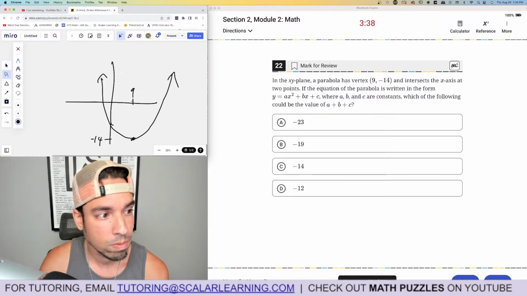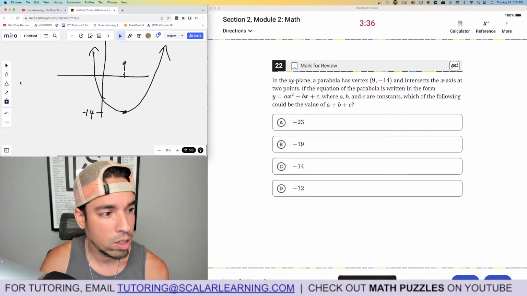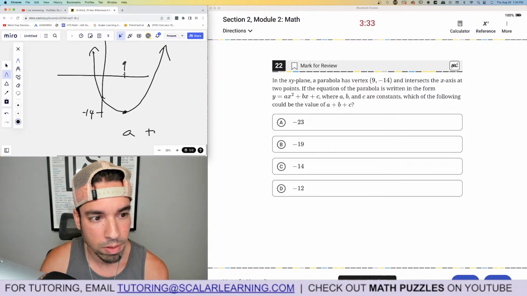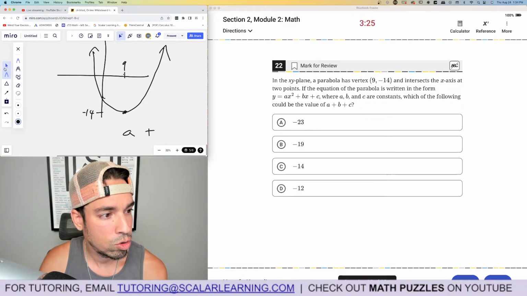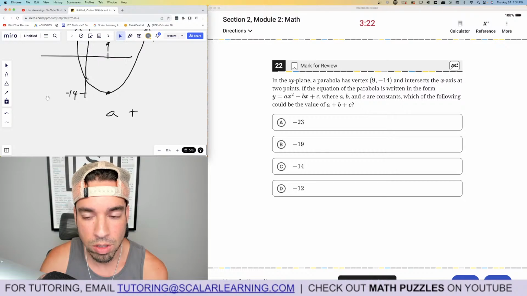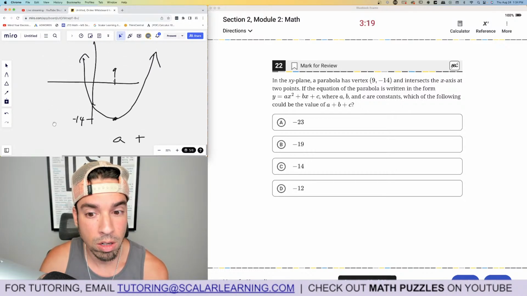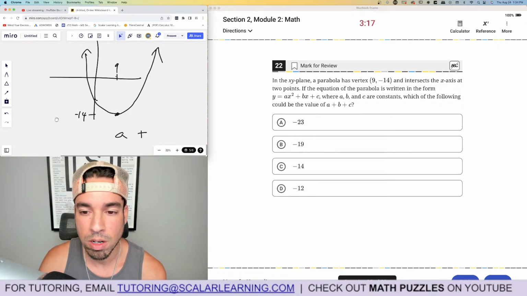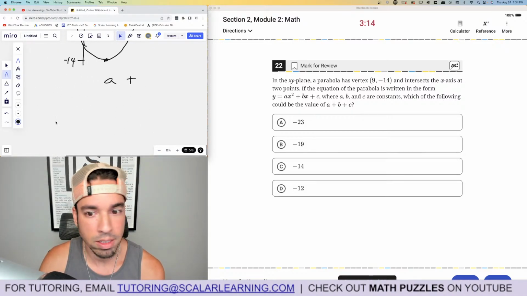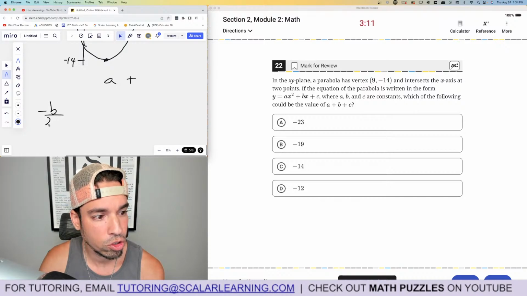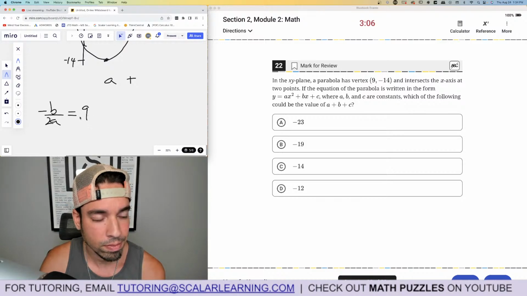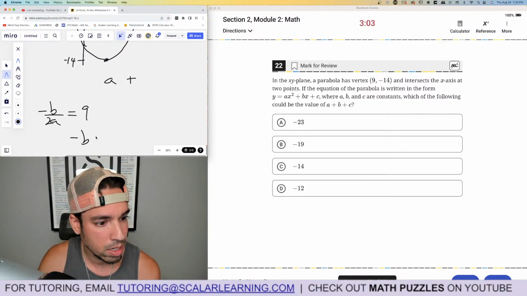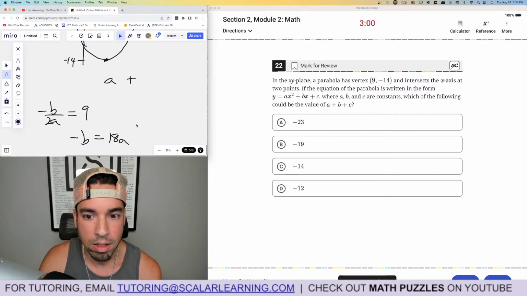Okay, let me think. We know it's going up, so a is positive. We know that it has 2 solutions, which means b squared minus 4ac is greater than 0, but that doesn't help. And we don't know about the y-intercept. We know that the vertex is at negative b over 2a, so negative b over 2a equals 9. Does that help? Then negative b equals 18a. I don't know if that helps.